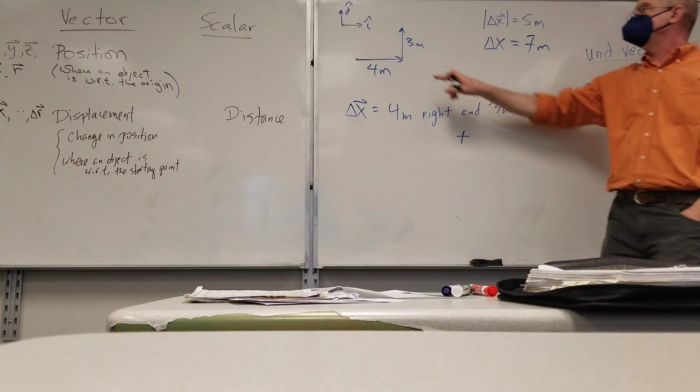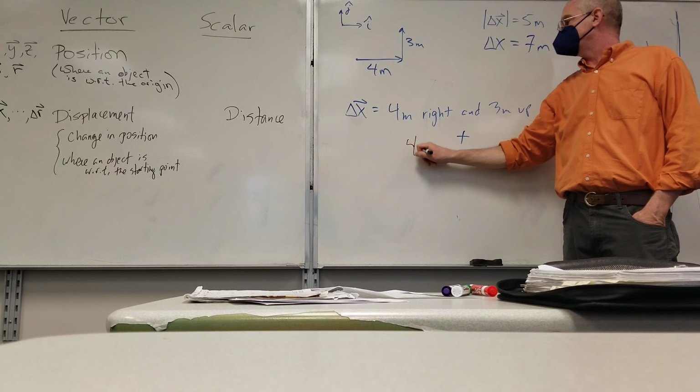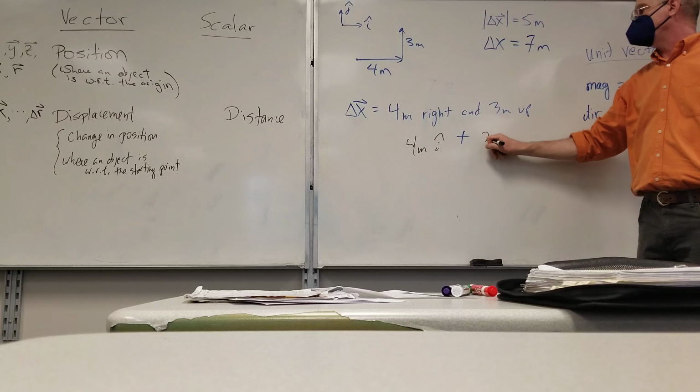So in this particular case, to the right is I hat, so I would just write 4 meters I hat plus 3 meters J hat.